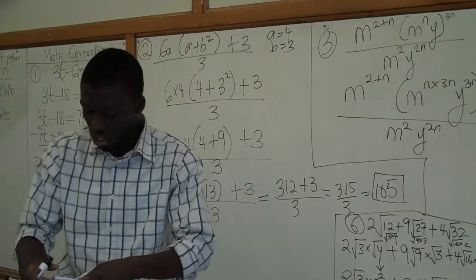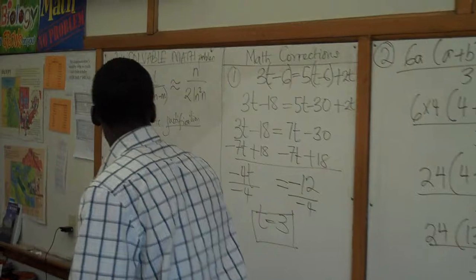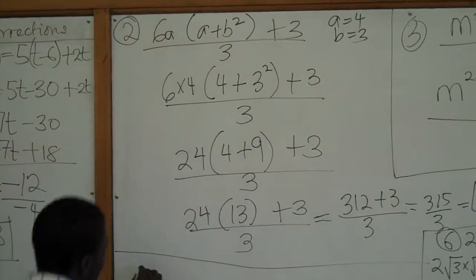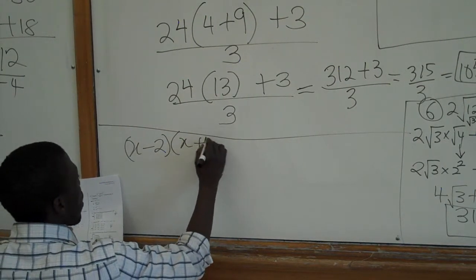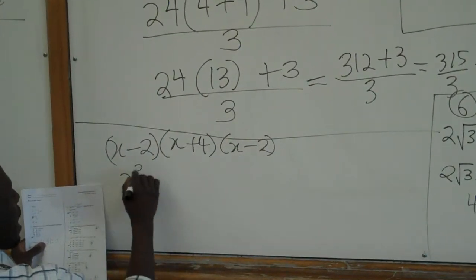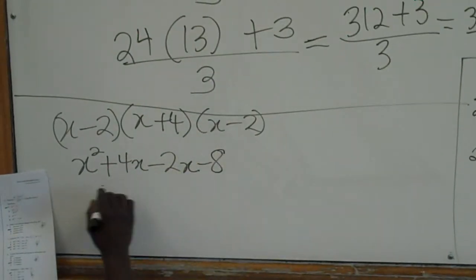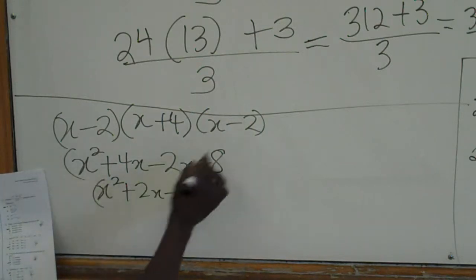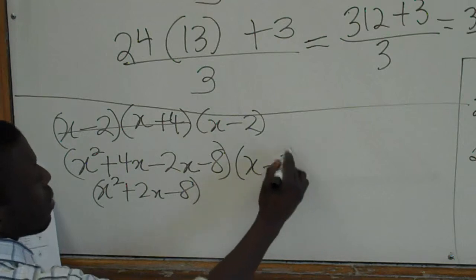The extra credit question was asking you to multiply x minus 2. Right here, let's do this quick. X minus 2 into x plus 4 into x minus 2. Take the first two brackets and multiply them out. X squared plus 4x minus 2x minus 8, which is x squared plus 2x minus 8. So you've dealt with the first two brackets essentially. All you have left is the third bracket, x minus 2.